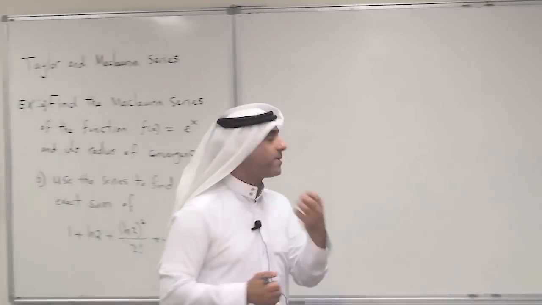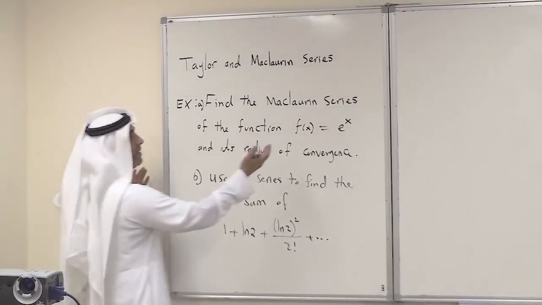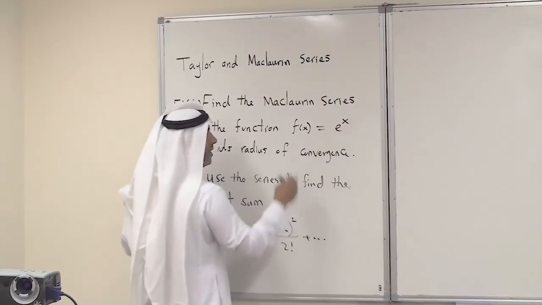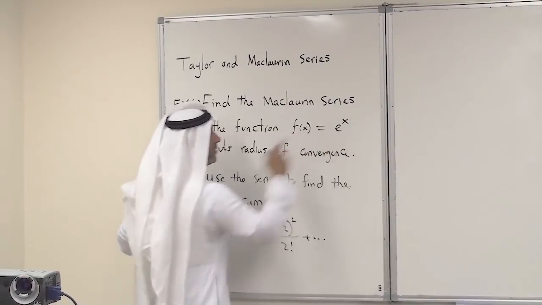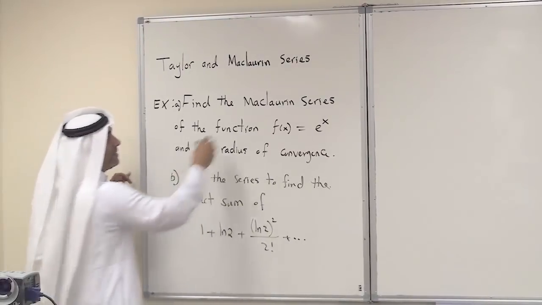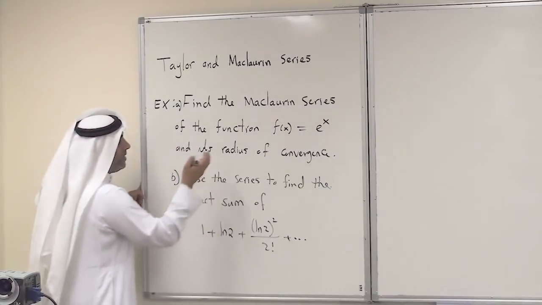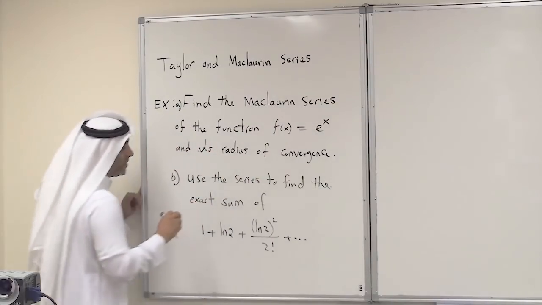Okay, let us see now how to use this nice theorem to represent some functions in terms of power series. For example, we start with this well-known function, the exponential function. We have f of x equal to e to the x. We need to represent it as a power series, as a Maclaurin series. We need to find its Maclaurin series representation, and then we need to say something about its radius of convergence.